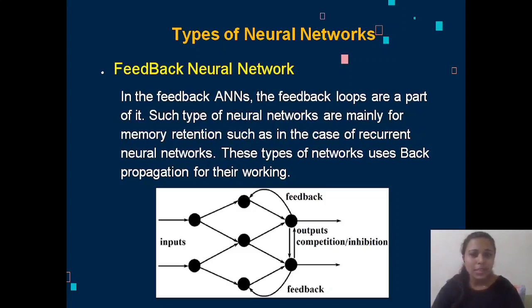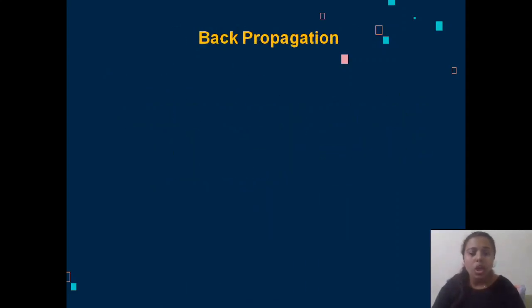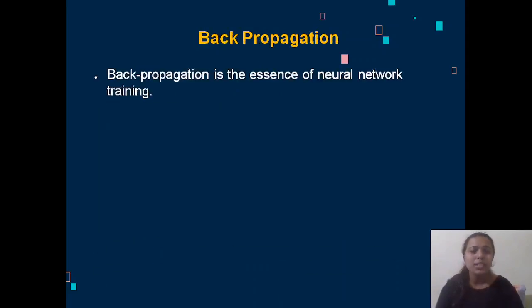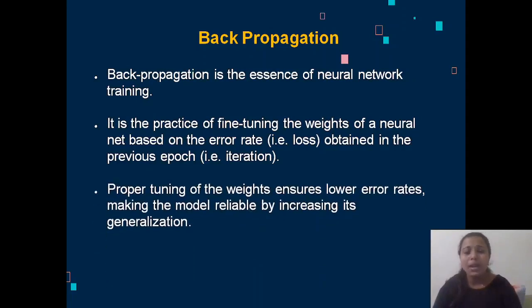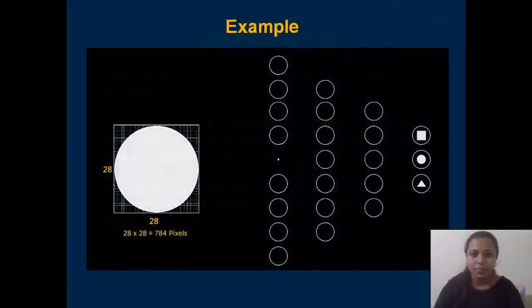Now let's see exactly what backpropagation is. Backpropagation is the essence of neural network training, because as we have said, after comparing the errors with the original output, the information is sent backwards and the weights are reassigned. The fine tuning is done on the weights over a particular number of iterations. Now, after proper tuning of the weights, the model will give good accuracy.